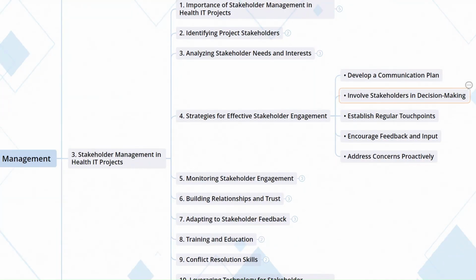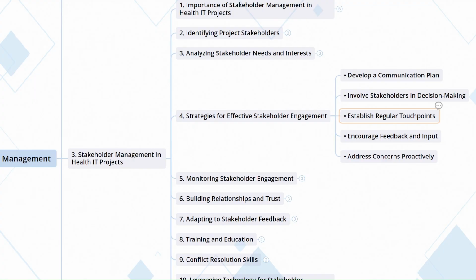Next, involving stakeholders in decision making. Involving key stakeholders in critical project decisions fosters a sense of ownership and commitment to the project's success. This engagement can include participation in project meetings, workshops, and early testing phases.